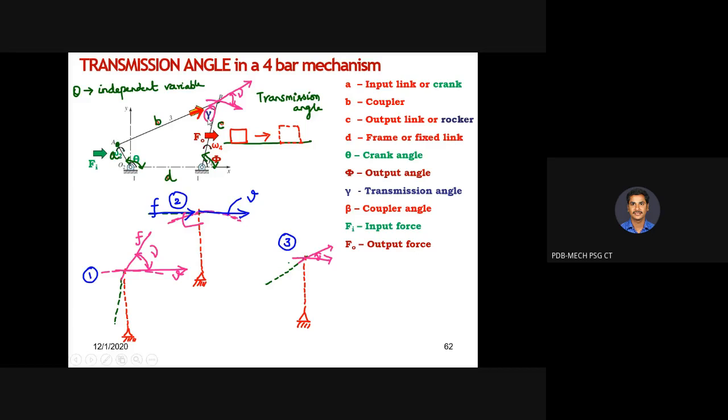So for the ideal case, it should be 90 degrees. Ideal case means it will be the standard value. If you want it to be better, it will be 90 degrees. It is not possible to retain 90 degrees between the coupler and rocker through all the rotation of the crank. It is not possible. But when 90 degrees is maintained, the motion will be transmitted maximum. That is the idea behind this transmission angle. But we need to maintain it as close to 90 degrees as possible. Between 45 to 90 degrees, if you maintain it, then it is better.